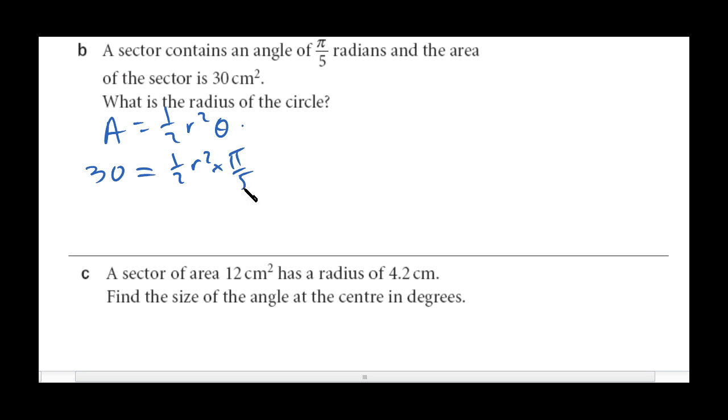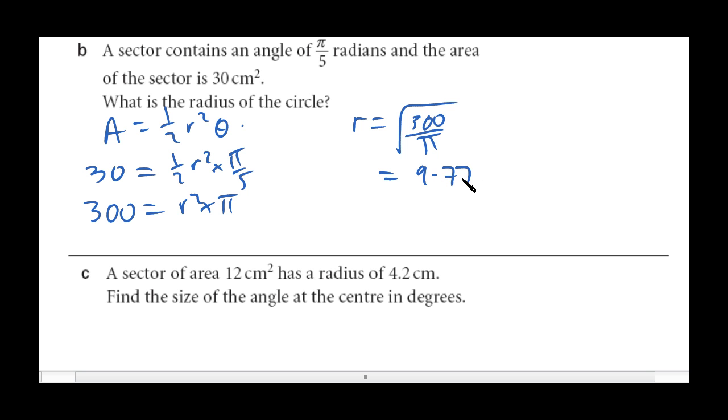Half times 1/5 is the same as 1/10. So if we times her out by 10, we'll get 300 equals r squared times pi. So therefore r must equal, divide by pi and square root, 300 over pi square rooted. And if we work that all out and do it to three significant figures, we get 9.77 centimeters.